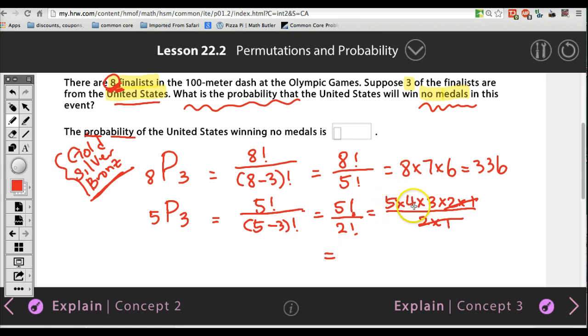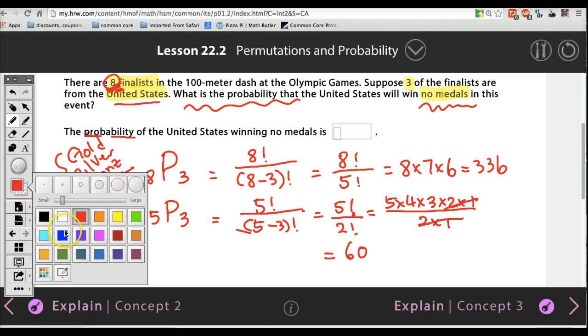5 times 4 is 20. 20 times 3 is 60. Okay, so then, out of all possibilities, 336, that's the universal set. The probability that the United States will win no medals is basically the other 5 people winning the 3 medals, right? That would be what? 60. Okay. And so then we're not done yet because we can simplify, right?